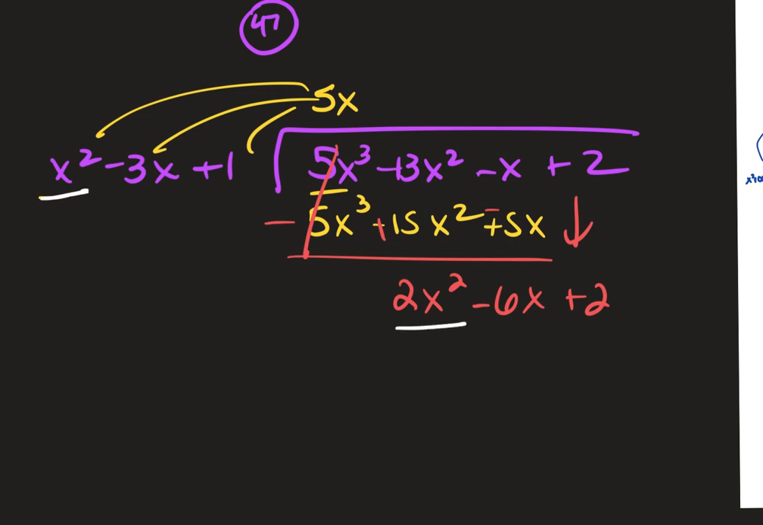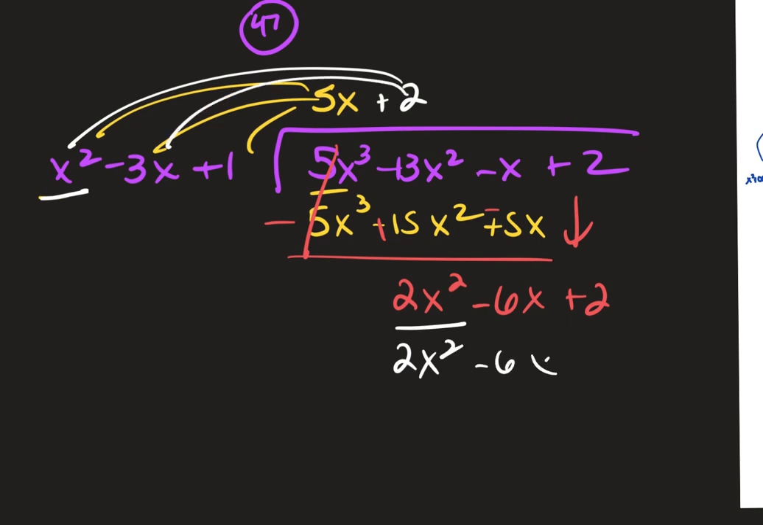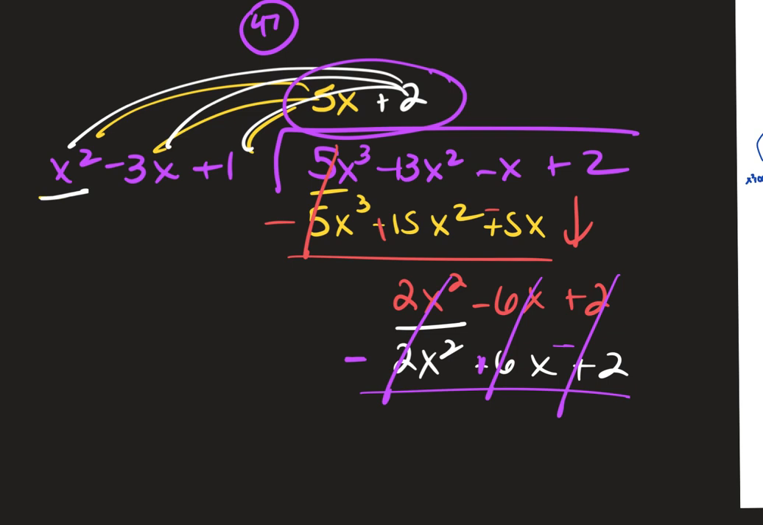Now it's x squared into 2x squared, so it's 2. Multiply it out. 2x squared, negative 6x, positive 2. Change your signs. Cancels, cancels, cancels. So there's my quotient, and my remainder would be 0.